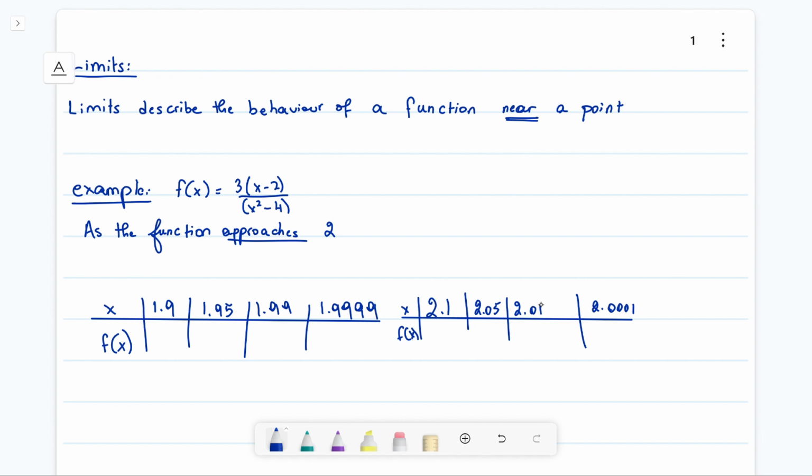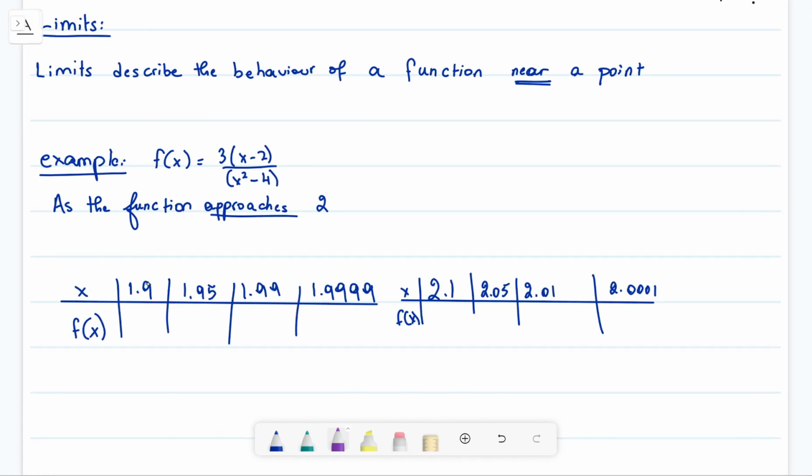We have f of x equals (3x minus 2) divided by (x squared minus 4). So we want to know what happens as the function gets really close to the point x equals 2. So what we will do is take values that are very close to 2. We will take values a bit less than 2, as you can see in this table on the left, and other values that are a bit larger than 2, and we will try to get closer and closer to 2.